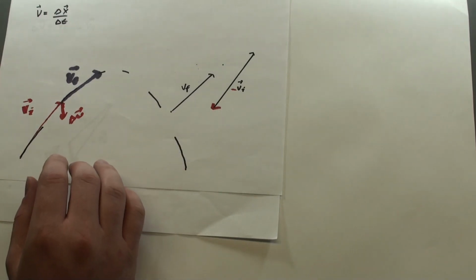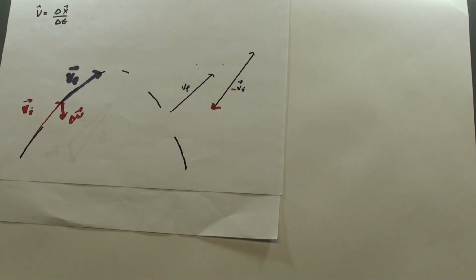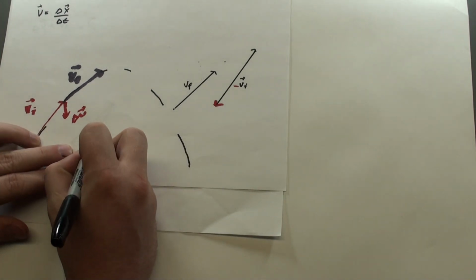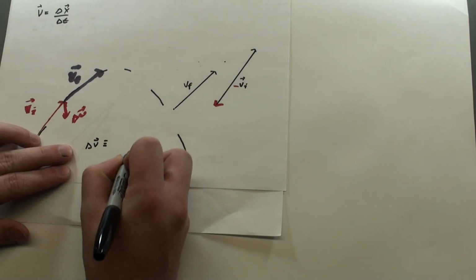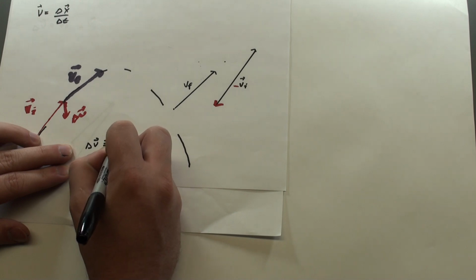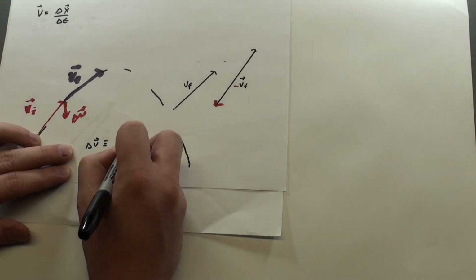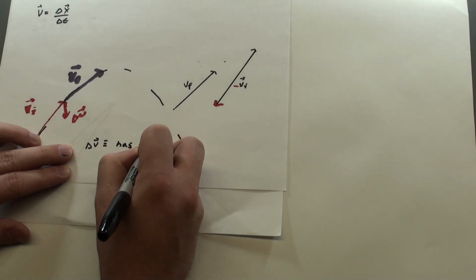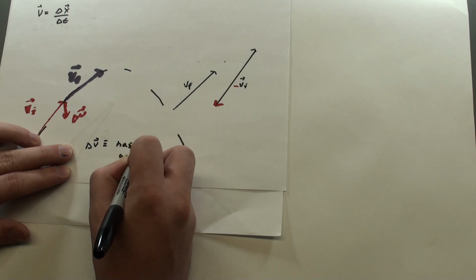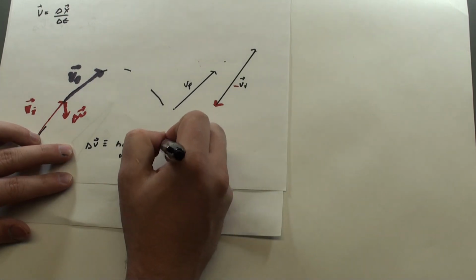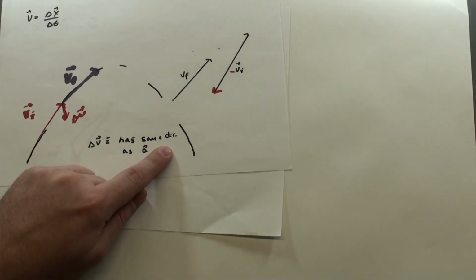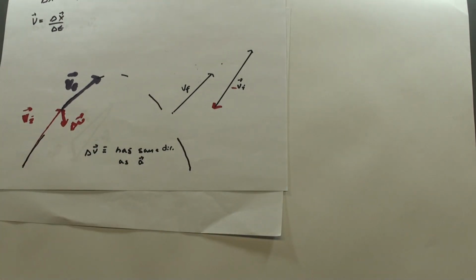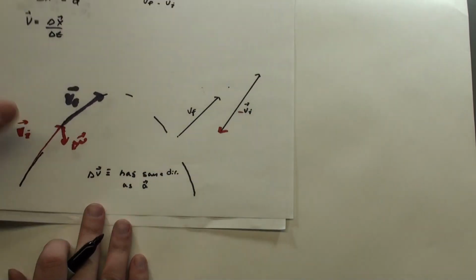So let's just go ahead and rewrite that again to reiterate. Our change in velocity is defined to have the same direction as our acceleration. I'm going to throw in direction there because that's what the point is, the same direction as acceleration. Now that we've done that, we can actually explore a little bit more complicated systems.